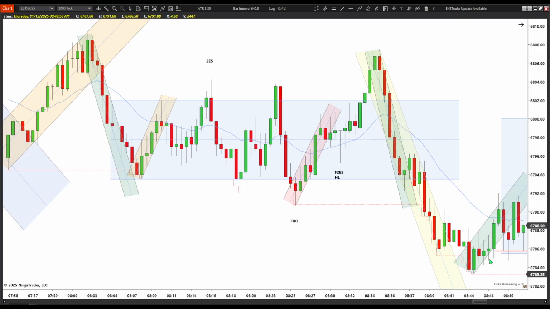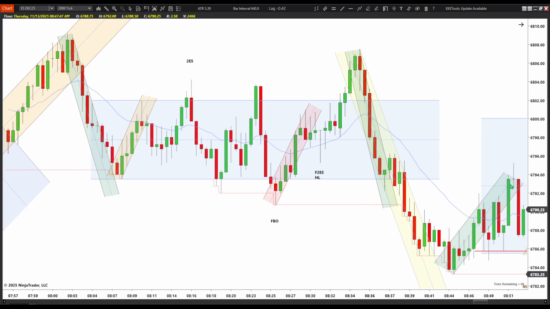I drew this green up channel, but I wasn't a big fan because prices are just really wide. It could also be seen as a potential sideways trading range. But this is just really choppy, really noisy trading right now.